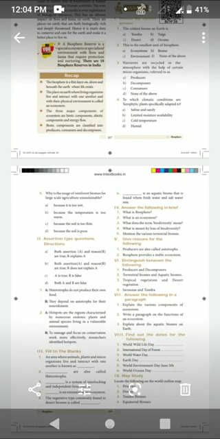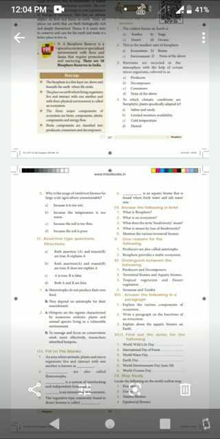Okay. So next, what is meant by loss of biodiversity? The extinction of species, that is the flora and fauna, due to human and natural influences is called loss of biodiversity. Okay. Next, give reason for the following.